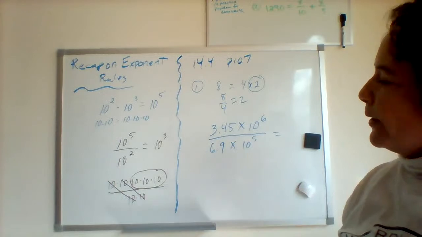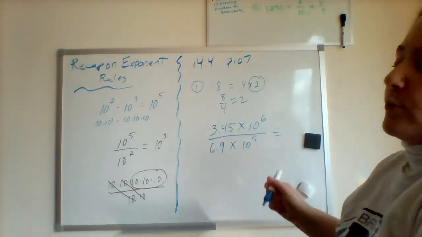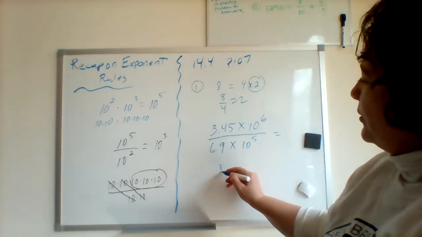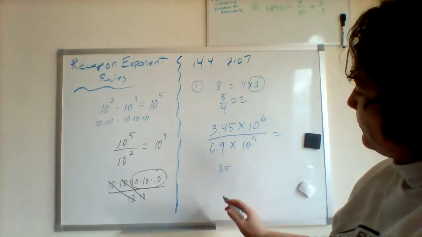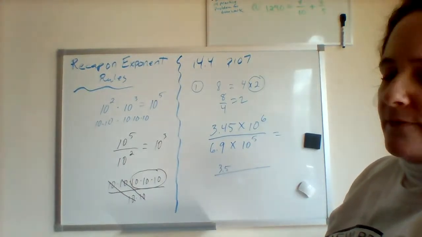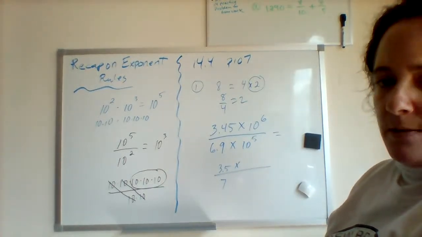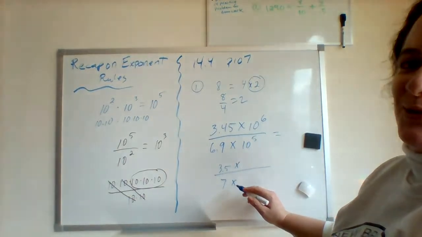Well, what's 3.45 close to? Isn't 3.45 close to 3.5? And what's 6.9 close to? Isn't it close to 7? Okay. That's a little nicer, right? Okay, I'm glad you agree with me.